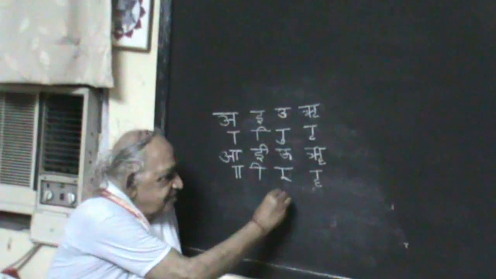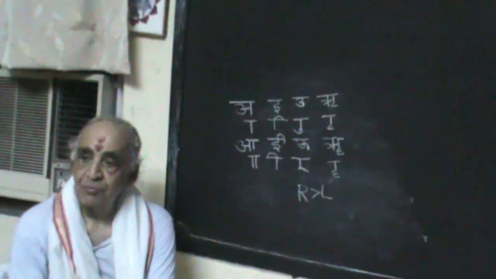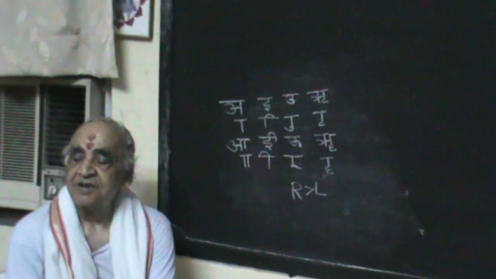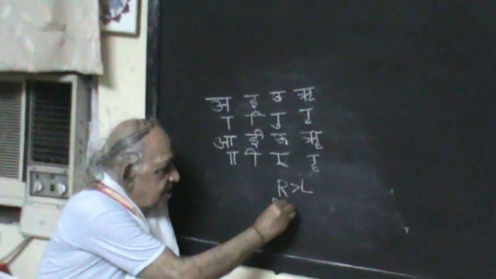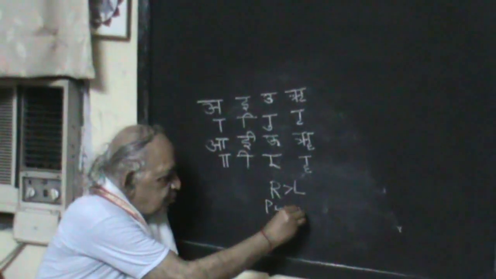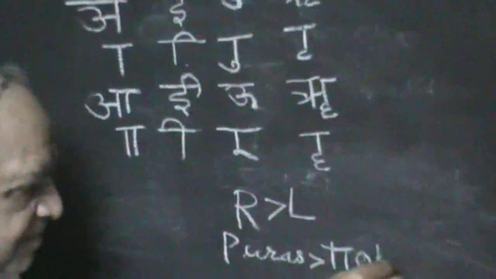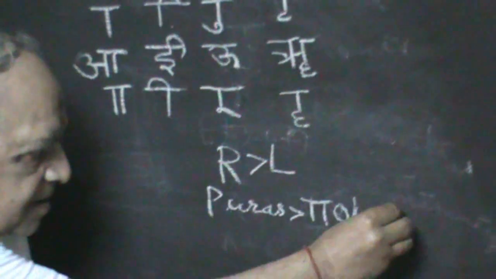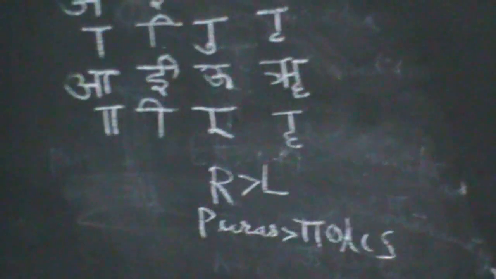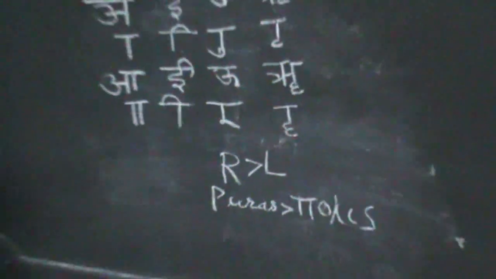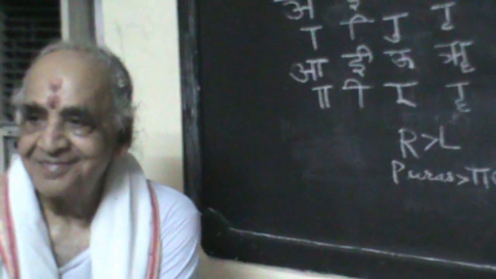And ra goes to change into l. Mostly, in many words you will see, Ra is changed into La. And you see in Sanskrit it is Pura, Puras or Puram. And Greek is, you know Greek? No. Polis. Because R goes to L. Poli. So Pur means city. Polis means city. Metropolis.